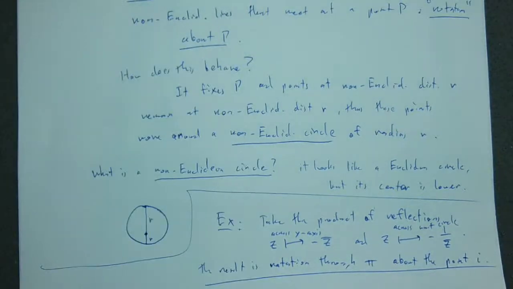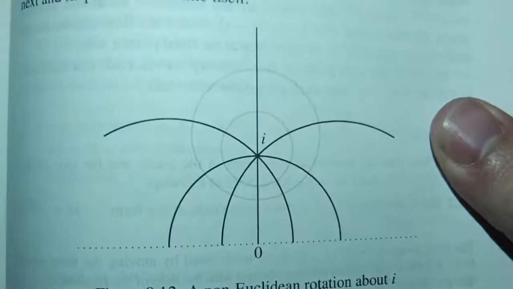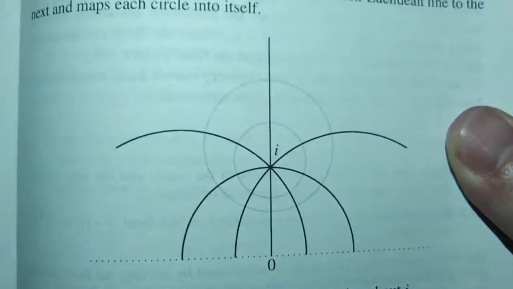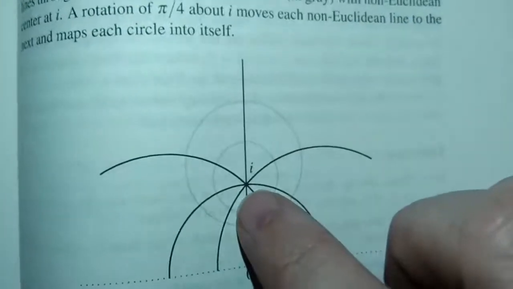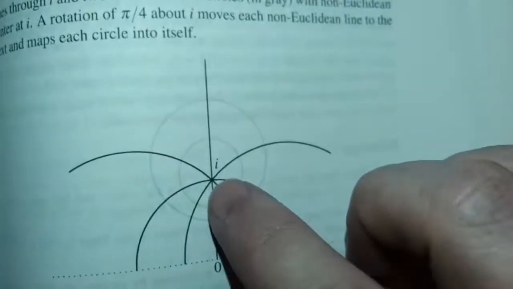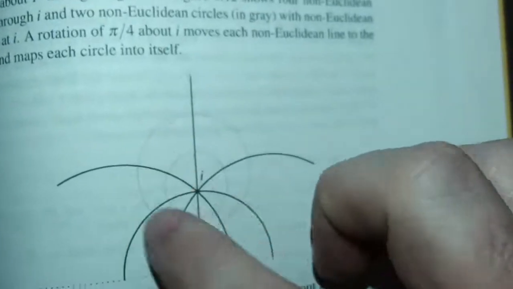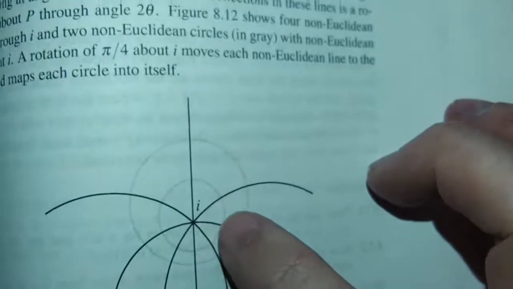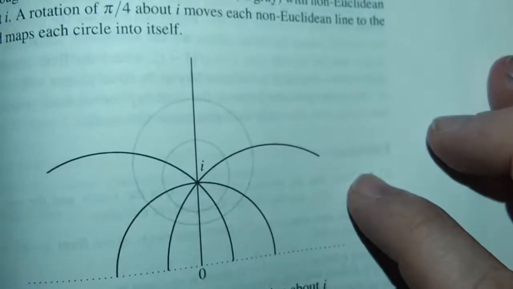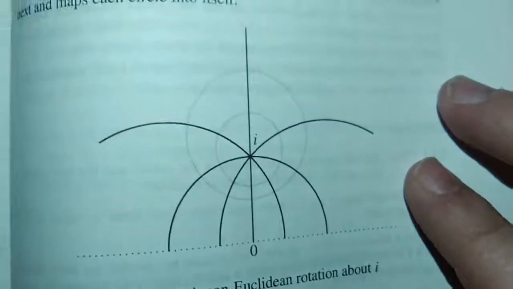Now, what does this look like? Rotating about i looks like this. In gray, I have an example of two non-Euclidean circles with center i. So i is the center of both of these light gray circles. You see the center is lower than it should be if they were Euclidean circles.